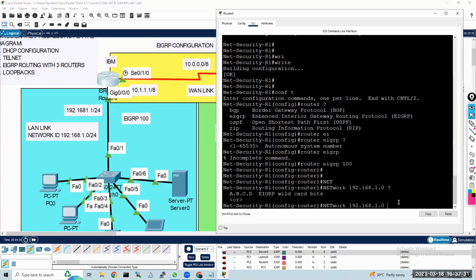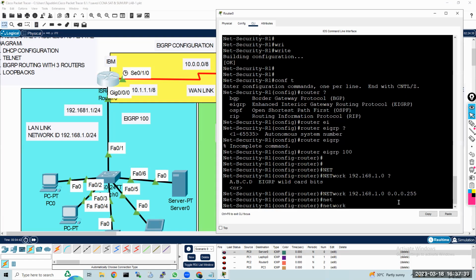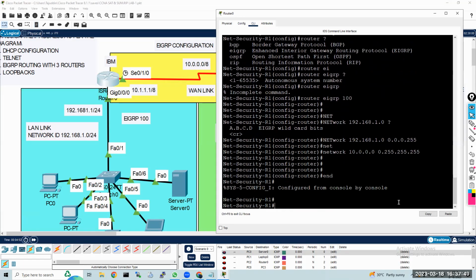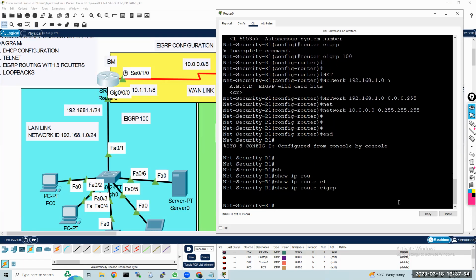Who will tell this one? What is the wildcard mask? 0.0.0.255. Very good. Then one more network, that is 10.0.0.0, with 0.255.255.255. That's it, the EIGRP configuration is done. Show IP route EIGRP. Now it's not showing anything, it's showing empty.